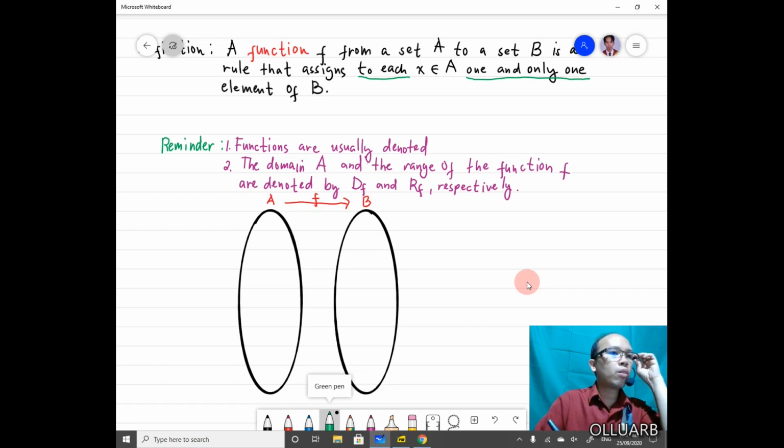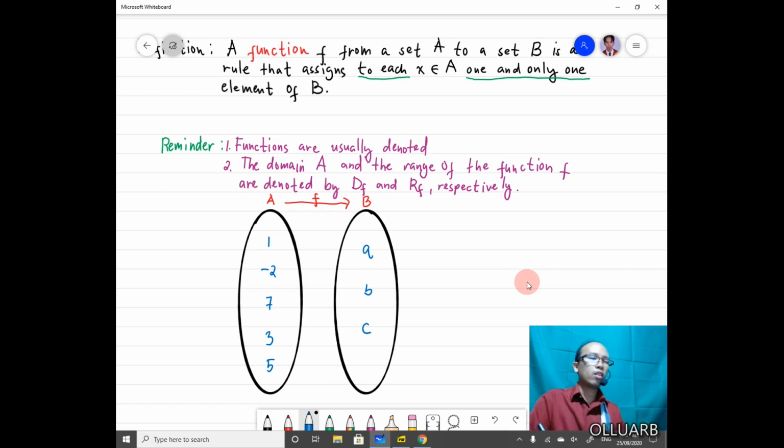Let's color blue. For example, we have 1, -2, 7, 3, and 5. And here we have A, B, C. Okay, the objects in the domain and codomain are not always numbers. Please remember that. There are times that you can put a fruit because it is a set, or a car, but for a simple illustration, let's try this.